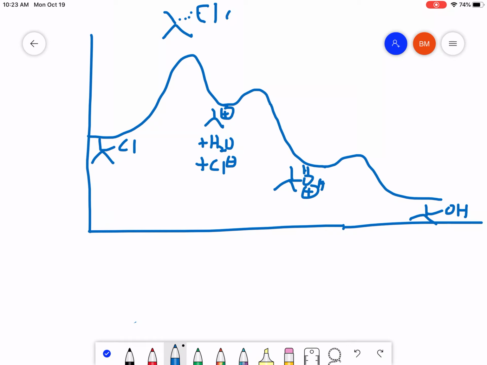So Cl is going to have partial negative. That's as good as I can get it. All right, and then the carbon that the Cl was attached to started off neutral, but it ends this step as positive. Okay, so this, that is transition state 1.